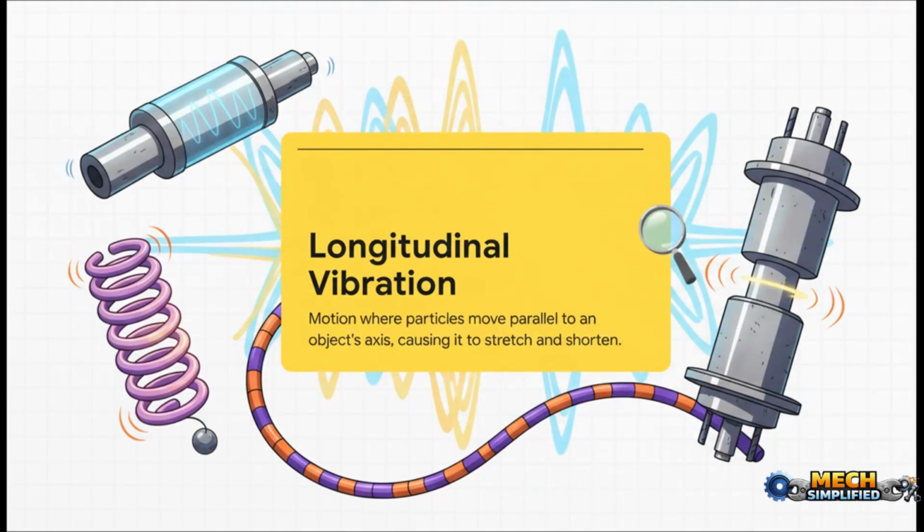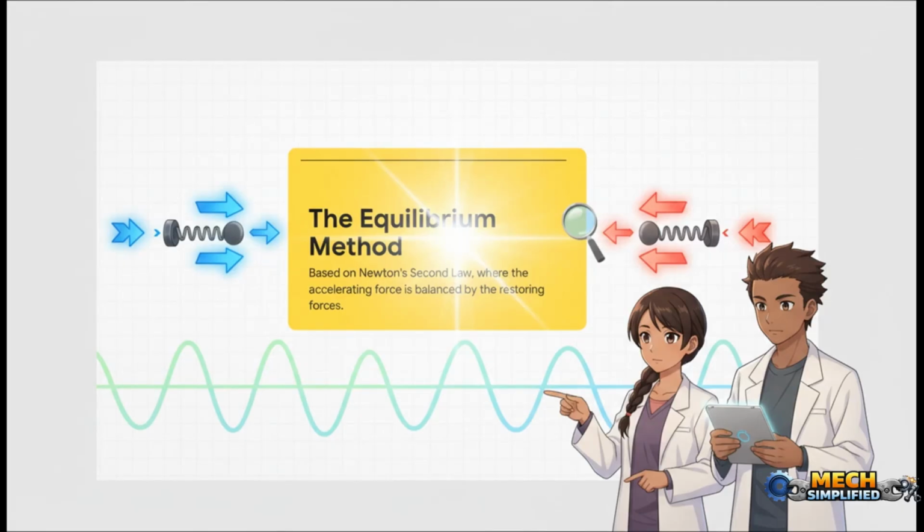So, the specific kind of vibration we're zooming in on is called longitudinal vibration. It sounds fancy, but it's a really simple idea. Just like that bungee cord gets longer and shorter, it's any motion where something stretches and compresses along its main line. This is exactly what's happening in things like engine shafts, support columns, and, yep, our simple spring. And the tool we're going to use to analyze all this is the equilibrium method. At its heart, it's just a direct application of Newton's second law. It basically says that the force that's making something accelerate is always in a tug-of-war with the forces that are trying to pull it back to its calm, resting spot.